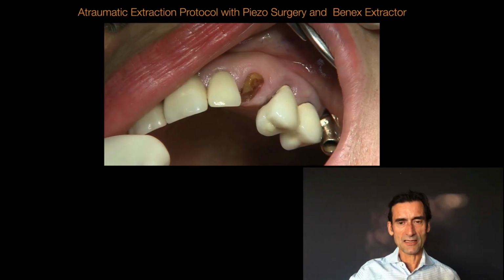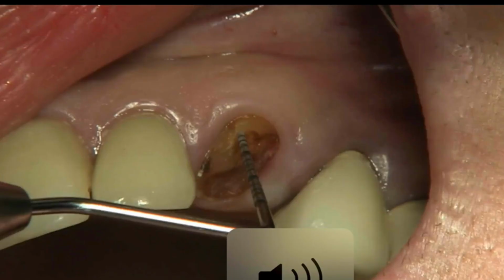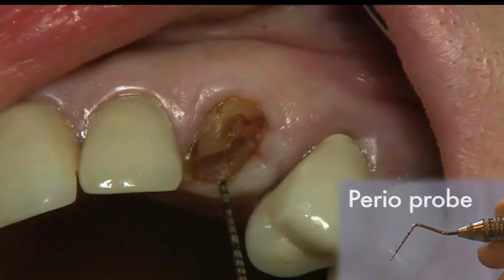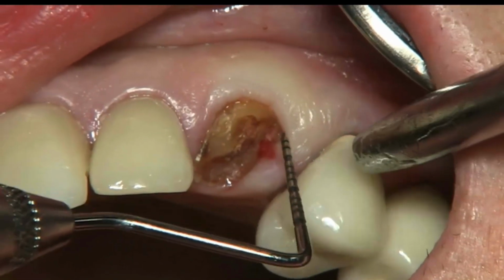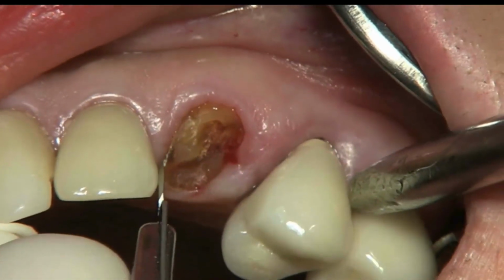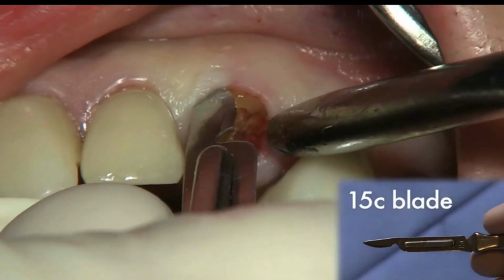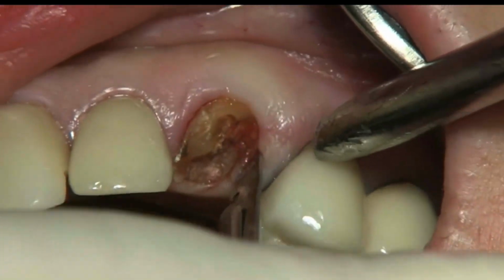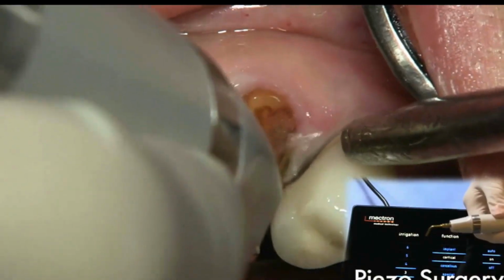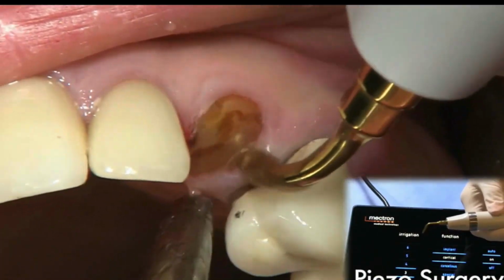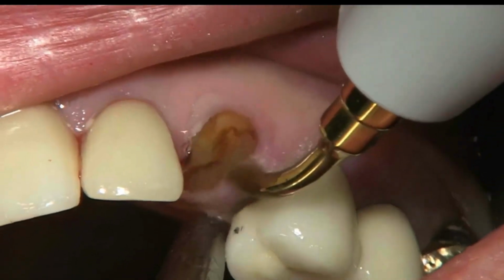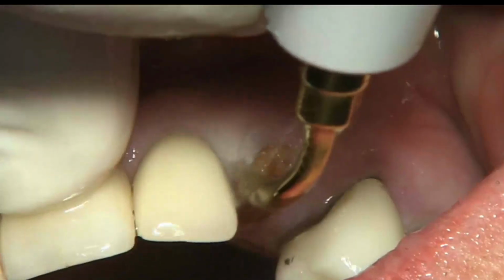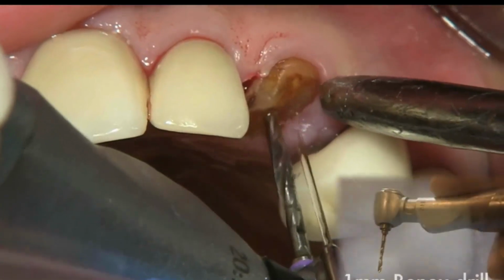And here you can see it. I'm first probing the tissues. Then I'm cutting a sulcular incision. Here's the piezo surgery then, going straight into that periodontal ligament space. Very, very nice, because I'm loosening the root. You can see I can go quite deep in there.